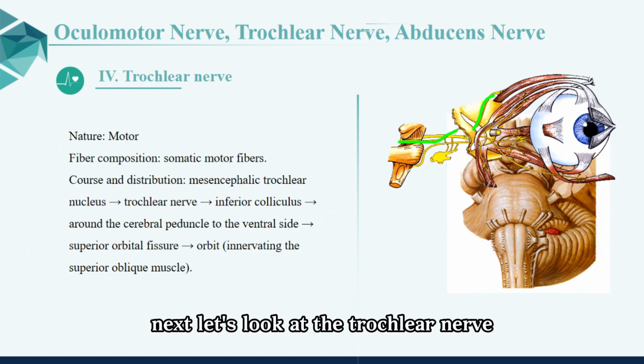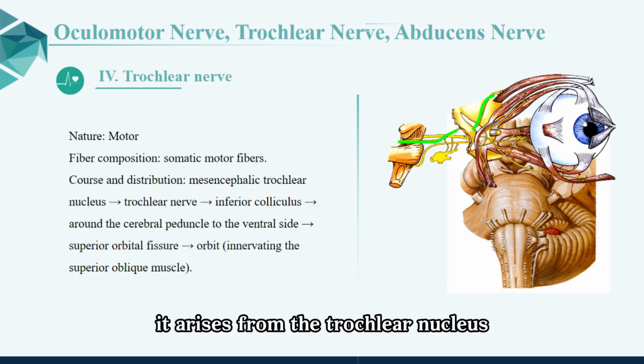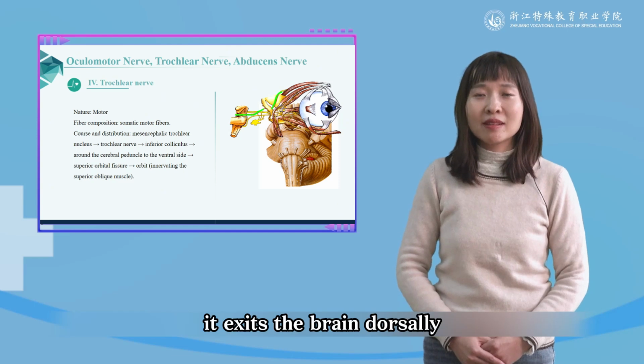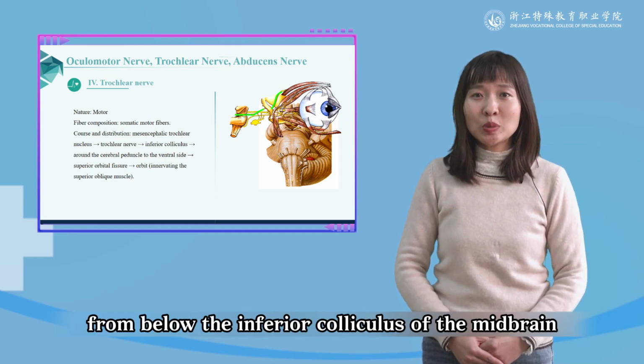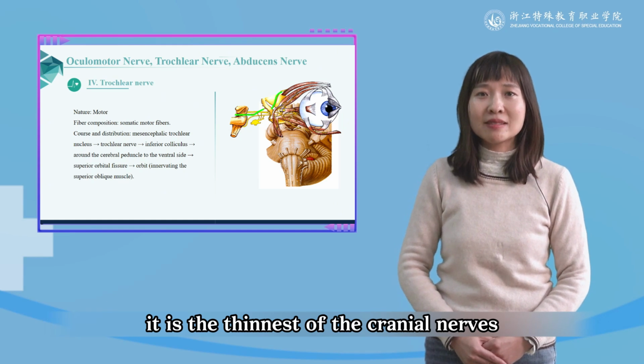Next, let's look at the trochlear nerve. The trochlear nerve is a motor cranial nerve. It arises from the trochlear nucleus at the level of the inferior colliculus of the midbrain, contralateral. It exits the brain dorsally from below the inferior colliculus of the midbrain. It is the thinnest of the cranial nerves.